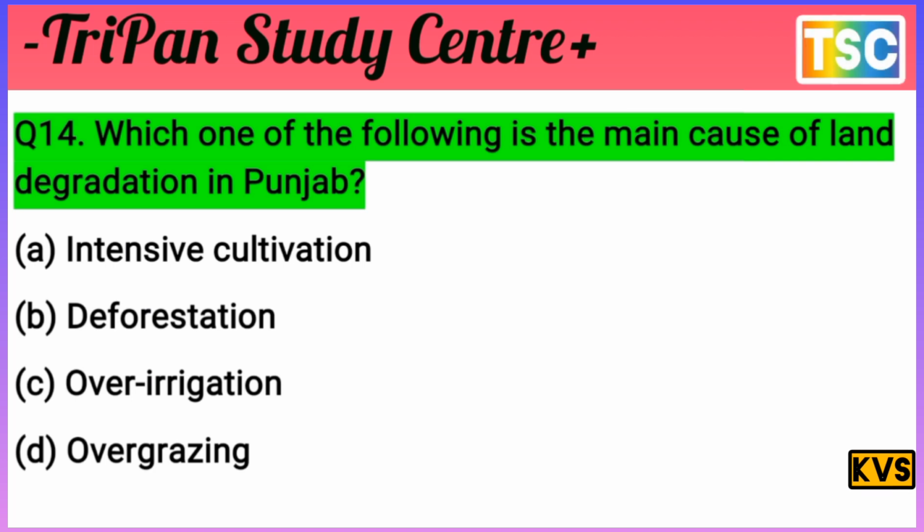Let's see your answer and test your knowledge. I give you a few seconds. You must have thought of your answer. Let's see what our answer is for this question. That's an interesting question here. The main cause of land degradation in Punjab. You know that intensive cultivation is not a cause of degradation of the land in Punjab.